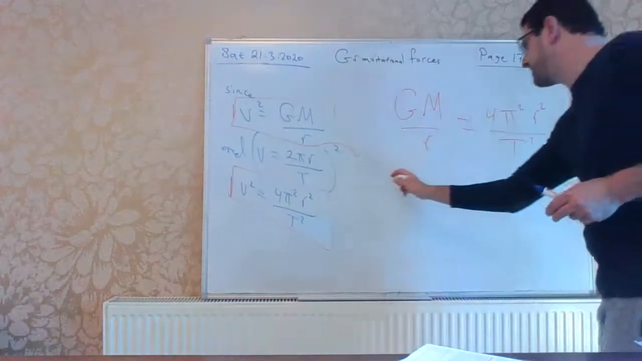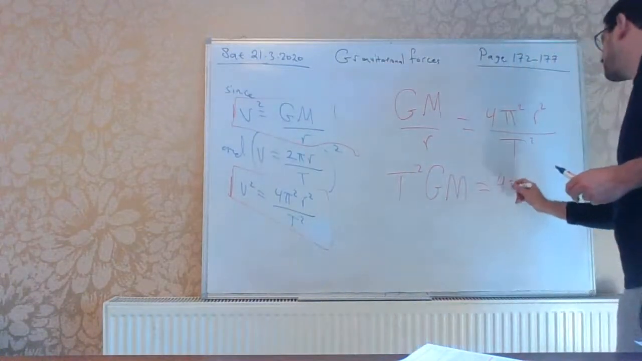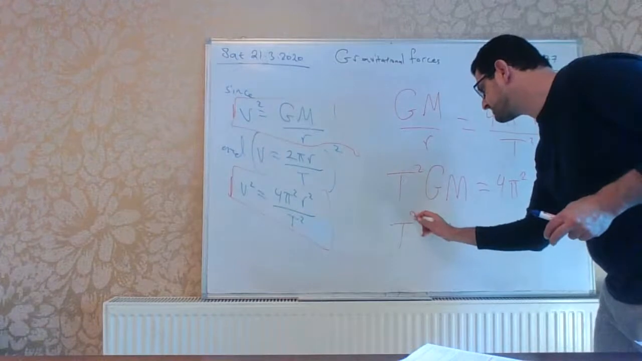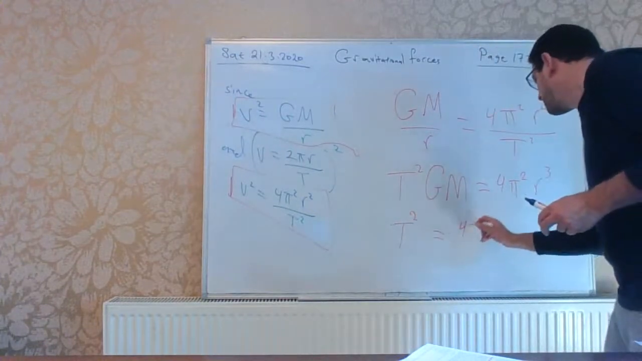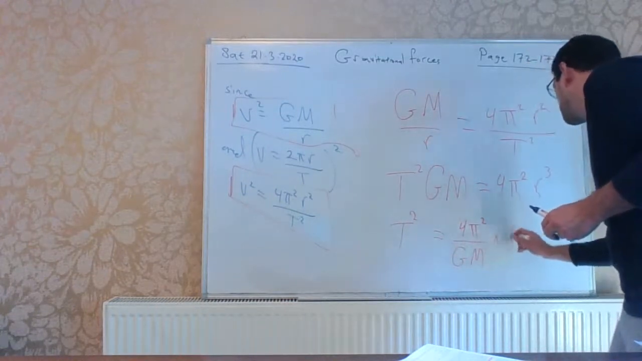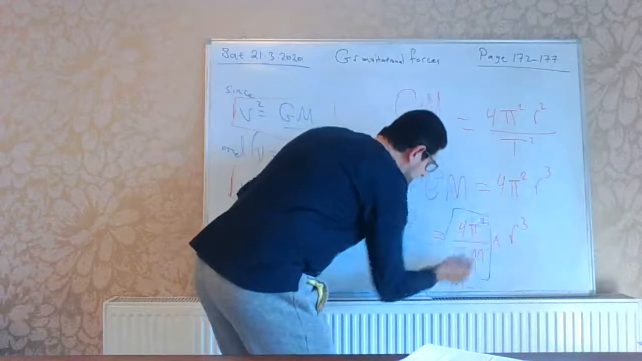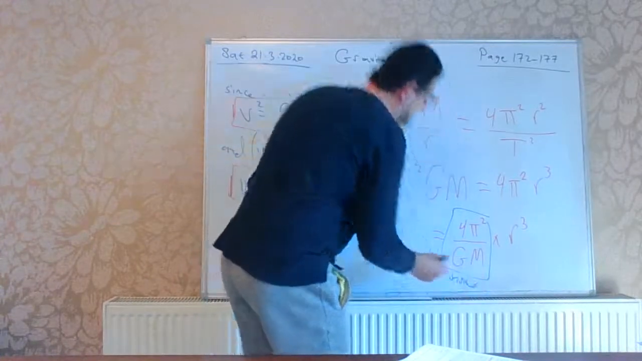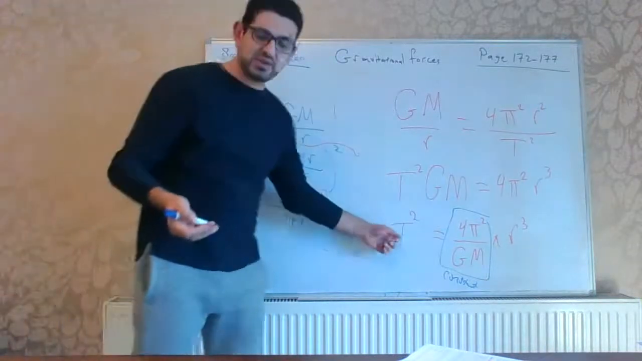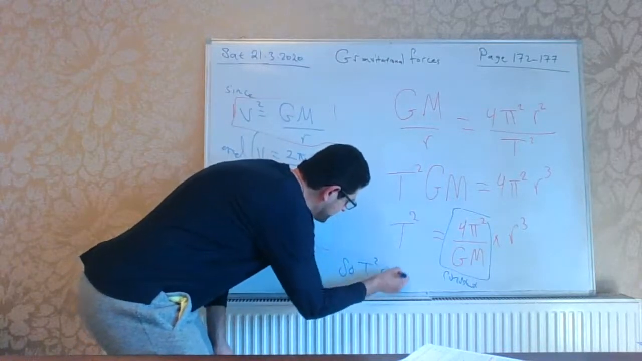Now, if you do some cross multiplication, T squared Gm is equal to 4 pi squared R cubed. So T squared is equal to 4 pi squared over Gm times R cubed. Since 4 is constant, pi is constant, G is constant, mass of Earth is constant, then T squared is proportional to the radius cubed.